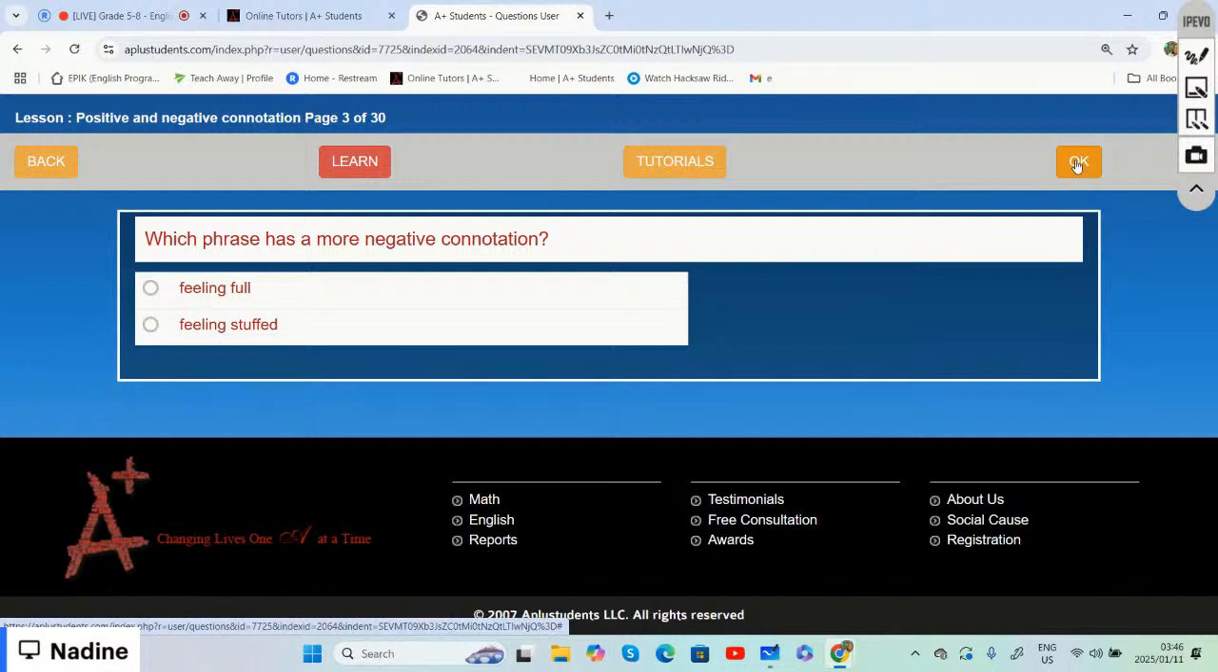Is it feeling full or feeling stuffed? It has more negative connotation, feeling full or feeling stuffed. If you look at both of those words, it means that you have eaten a lot, right? But now, is it feeling full or feeling stuffed? A negative connotation. Which one is correct?